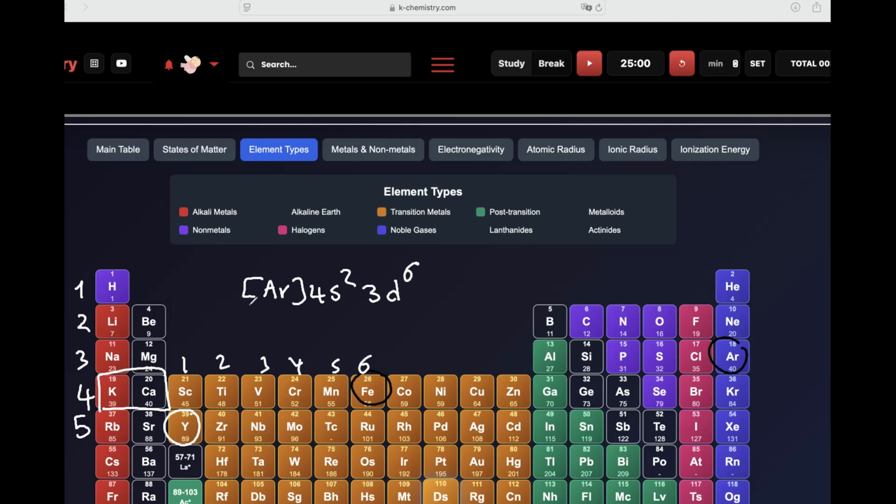What is the meaning of shorthand? Instead of saying 1s2, 2s2, 2p6, 3s2, 3p6, like that, I removed all of that and said argon. So I canceled all that and wrote argon. Then continue after the argon, as if I am continuing. I will not make shorthand again. Shorthand is on the argon and then continue after it.